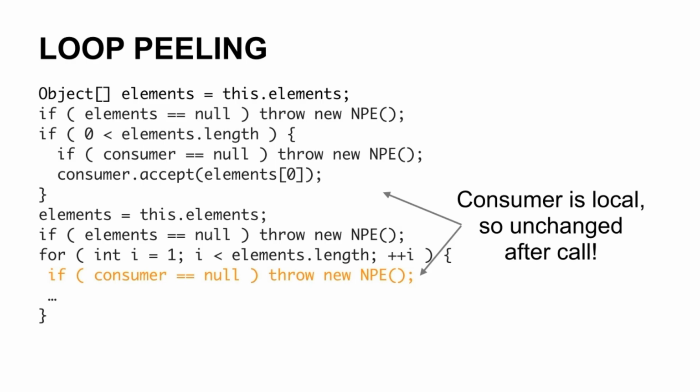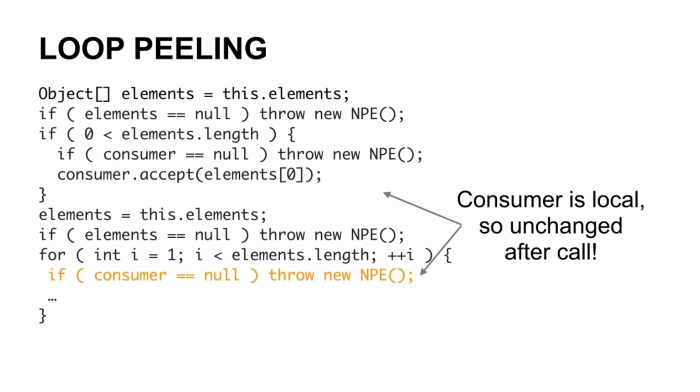Here's how it works. First, we load elements into a local variable, we check if it's null, and now we perform the first iteration of the loop. If 0 is less than the element's length, on this first iteration and first iteration only, we check if consumer is equal to null and throw a new null pointer exception. If it is null, we've exited the method. If not, we now know consumer is not null using our type-based reasoning from before. After the call to consumer accept, we have to pessimistically assume that elements may have changed, even if it's final. So we have to reload it, check if it's null. If it is, throw a new null pointer exception. And now inside the loop, we don't have to check if consumer is equal to null every time.